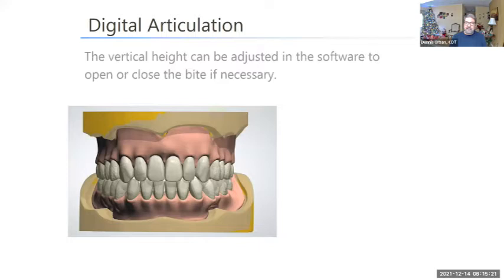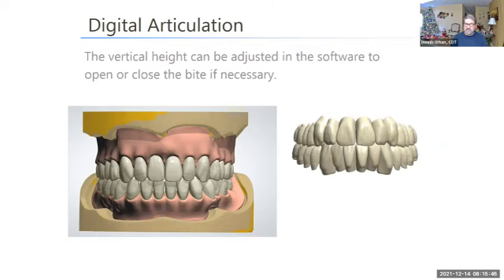And the vertical height can be adjusted in the software to open and close the bite if necessary. So say, for instance, there's an existing denture and the patient's bite has closed over the years and just needs to be opened by maybe 2 to 3 millimeters. We can do that in the software, and we can still print that denture exactly to where the aesthetics of what the denture was before, only with the bite being a little bit more open. We can adjust the bite any way we need to, which is great.